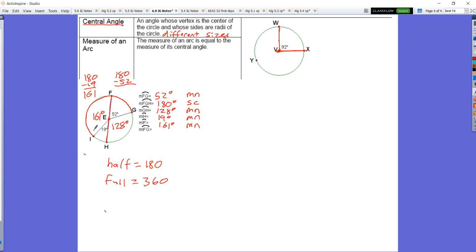So that's going to be this part here, 161, added with 52. If we take 161 and add 52 to that, that's going to get me 213 for this one. So our last one comes out to 213 degrees, and we would call that a major arc, because we have 3 letters named for it, and it's greater than 180.